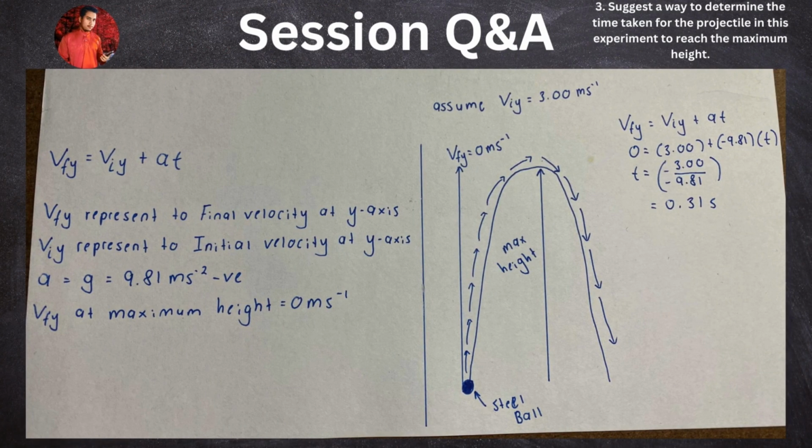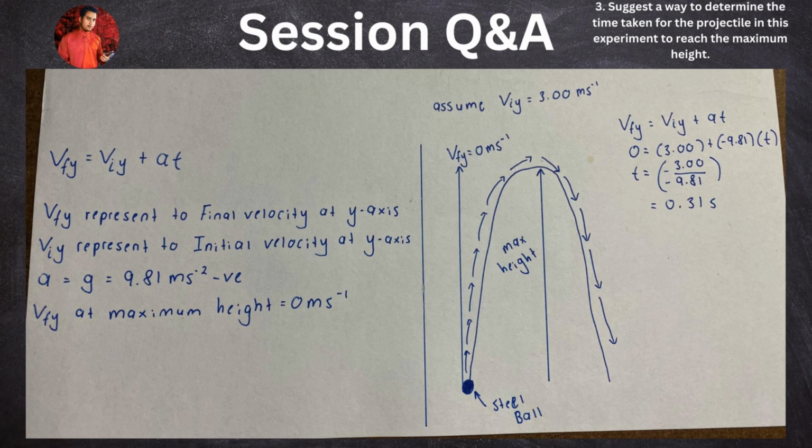So I believe that using the formula Vfy equals Viy plus at will solve this problem. So what are Vfy and Viy? Vfy represents the final velocity on the y-axis and Viy represents the initial velocity on the y-axis, and the a here we will replace with the gravitational acceleration, which is g equals 9.81 meters per second squared, in negative terms.